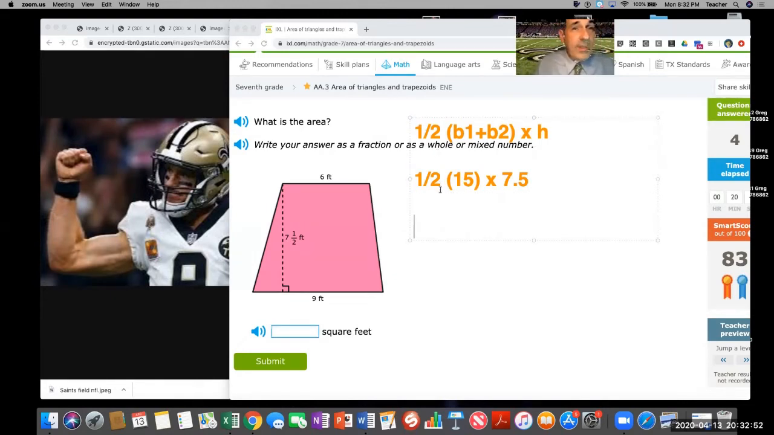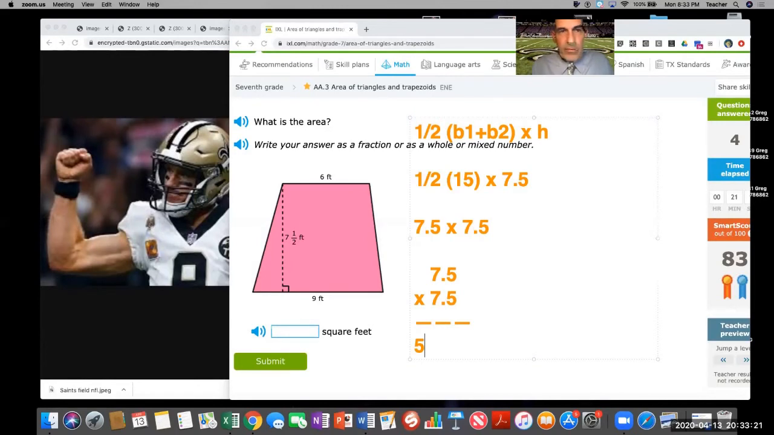Half of 15 is, surprise, surprise, 7.5. So it's actually 7.5 squared, or to the 2nd power, or times itself. Okay? 7.5 times 7.5. Just line it up a touch. I feel like we did this one. It might have been the other day. I've done this one not too long ago.